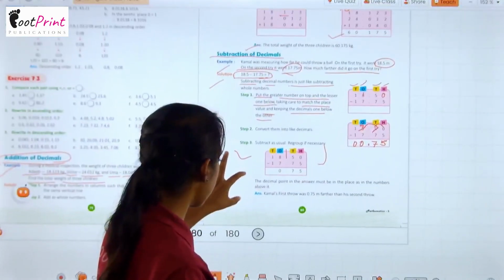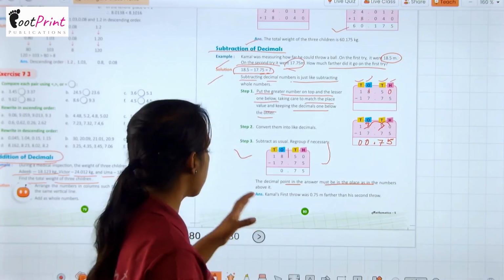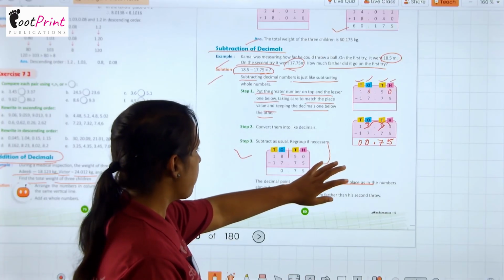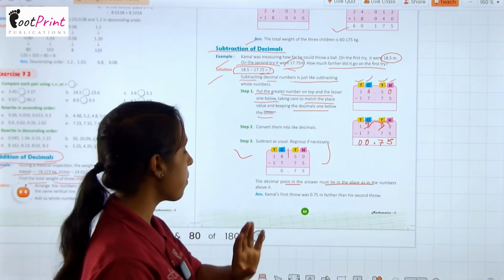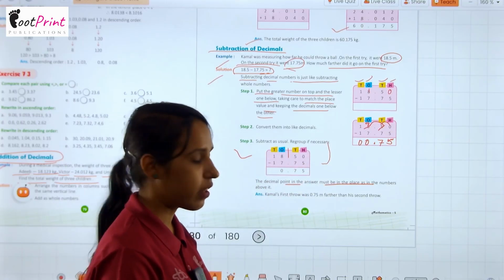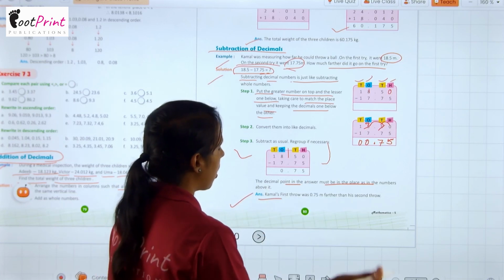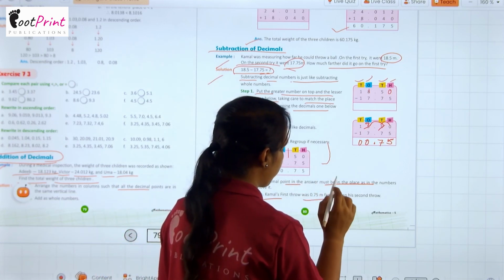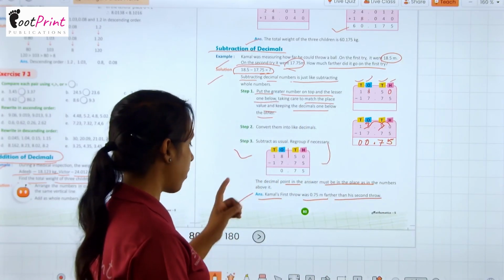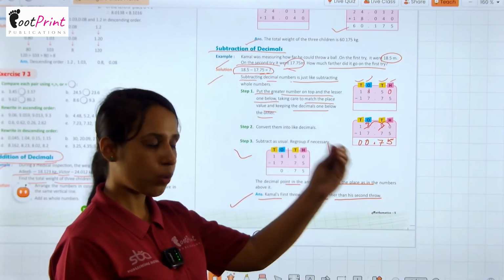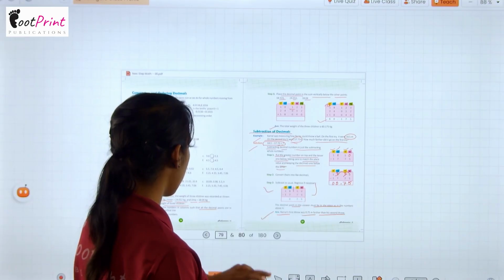So we can say the decimal point in the answer must be in the same place as in the numbers above it. तो जो डेसिमल पॉइंट हमारे आंसर में आ रहा है वो भी एग्जैक्ट वैसे ही आएगा जैसे नंबर के प्लेसेस लिखे हैं. And in the answer we can write: Kamal's first throw was 0.75 meter further than his second throw, कि उसका फर्स्ट थ्रो जो है 0.75 मीटर दूर था उसके सेकंड थ्रो से. ठीक है, now we will move to the next.